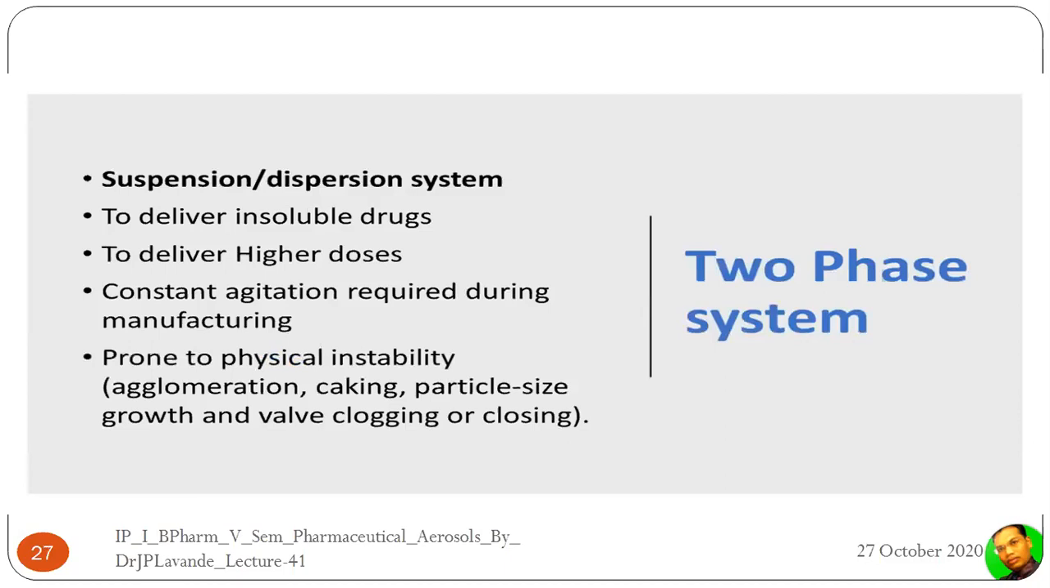In the case of the suspension or dispersion system, which is also a two-phase system, to deliver insoluble drugs the suspension or dispersion system is used, and it is responsible for delivering higher doses. Constant agitation is required during the manufacturing process, and it is prone to physical instability because of the problems associated with suspensions and dispersions. As we saw, these include agglomeration, caking, particle growth, valve clogging, and closing of the valve.